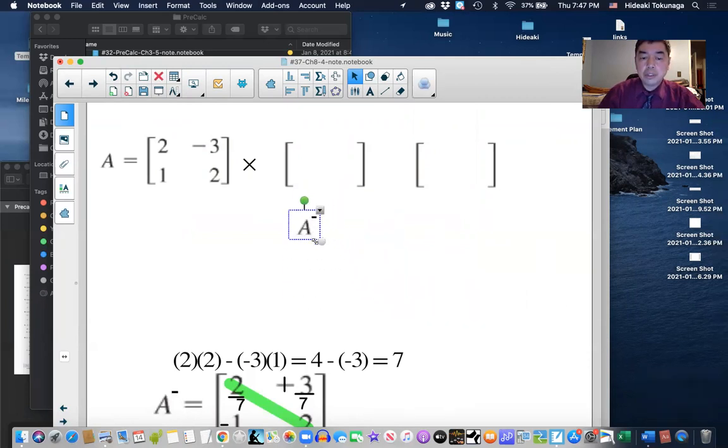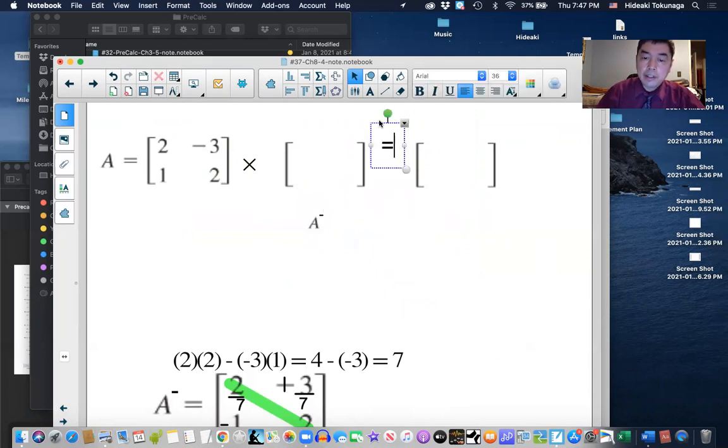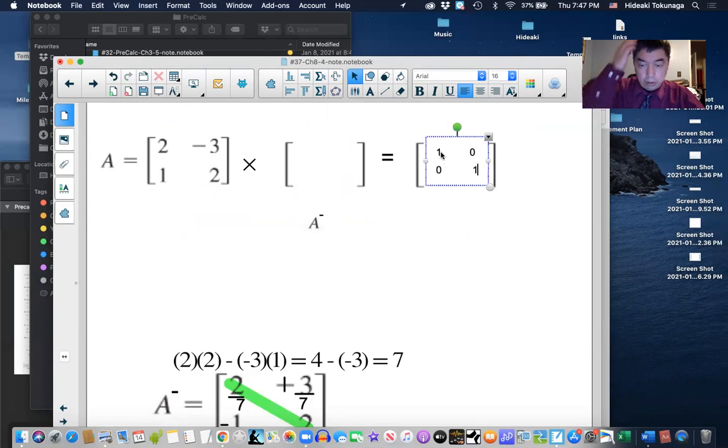It's going to be identity matrices. So I wonder if you remember identity matrices. It's going to be 1, let me make it a little smaller. 1, 0, 0, 1. Okay.